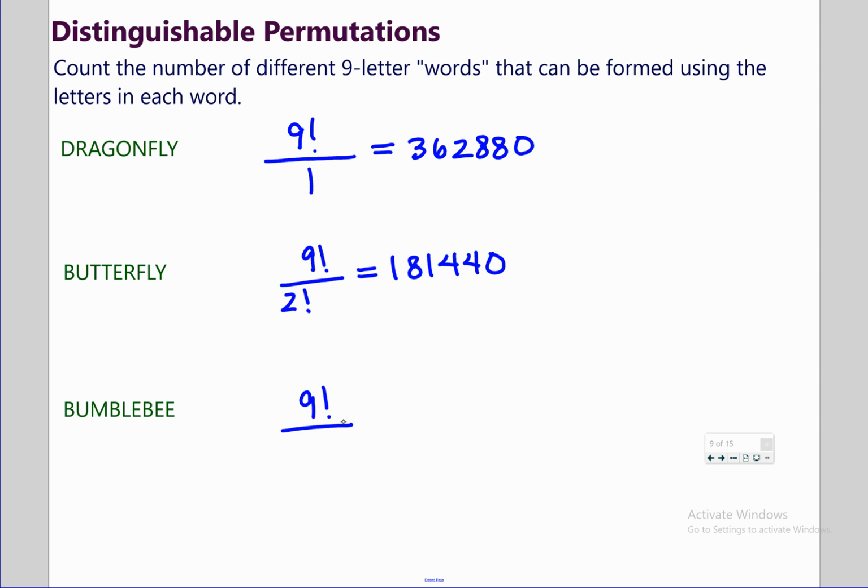Okay. Bumblebee, another 9-letter word. Do I have any identical letters? I have 3 B's, 3 E's. That's it. So what do I divide by? 3 factorial and 3 factorial. And you should get 10,080 ways to arrange those objects. Okay, different words that I can make with those letters. Questions there? Distinguishable permutations. Nope, nada. Okay, good. Moving on.